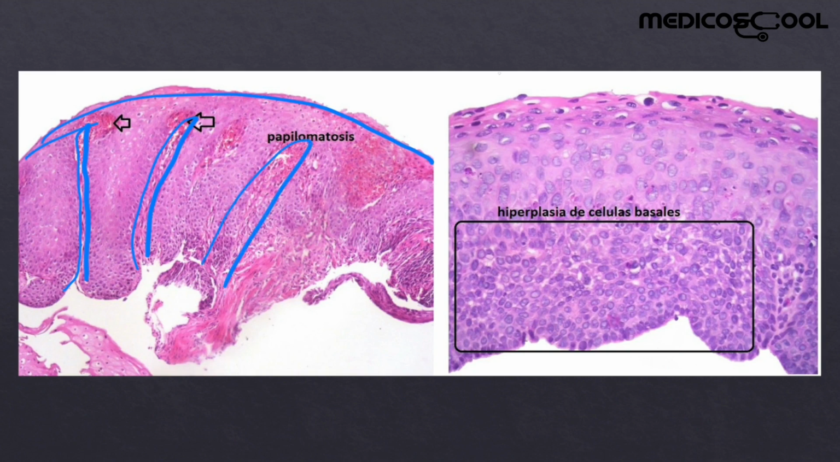Here also, this is another picture. You can see the thickness of the wall of the lower esophagus, and here you can see the basal cell layer, and there you can see hyperplasia of the basal cells.